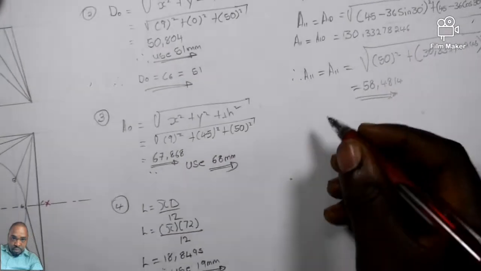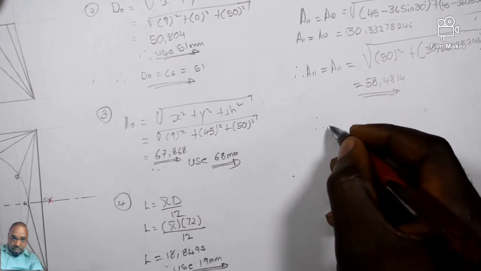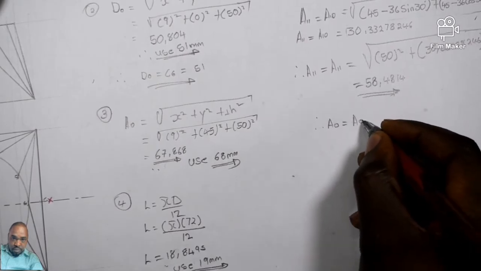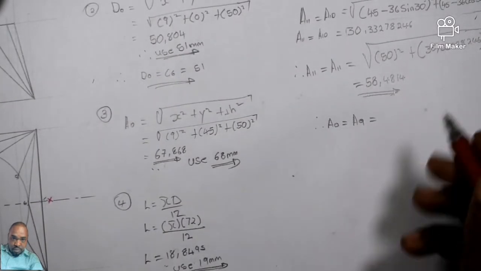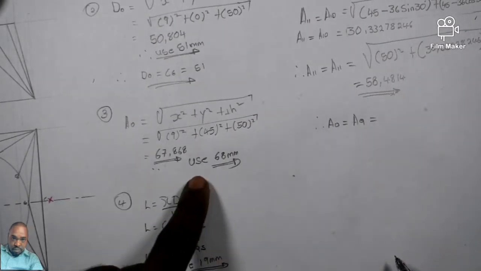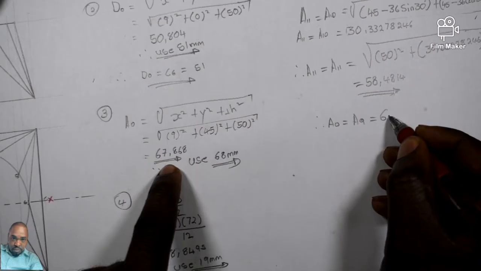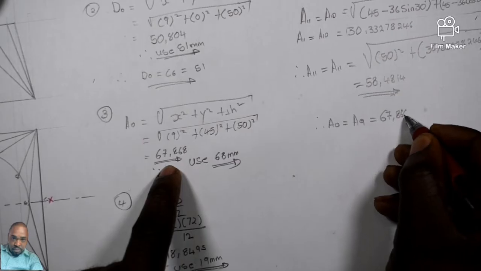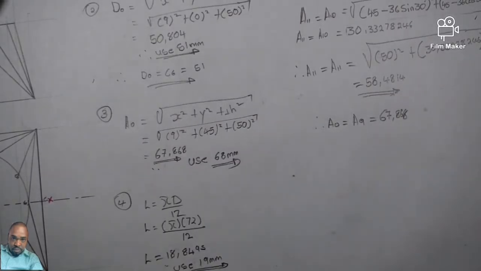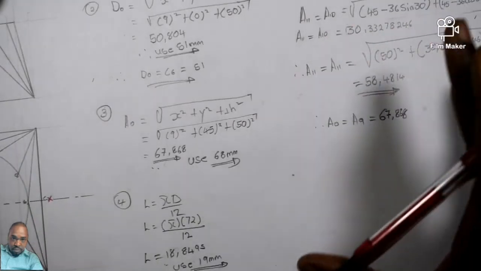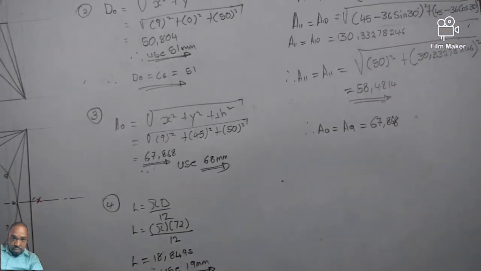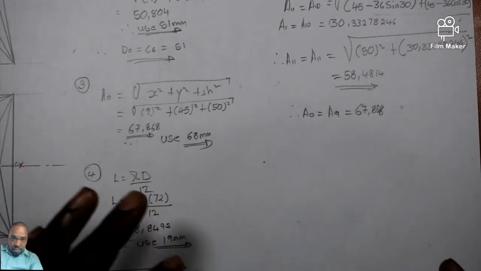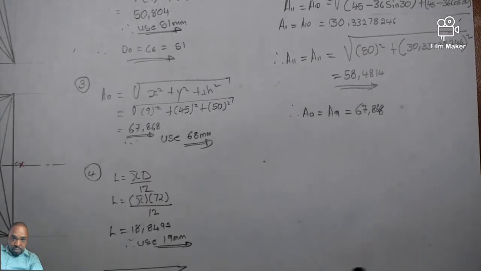now I must say therefore the distance of A0 is the same as A9, which is what? Which is A0, which is this 67.868. So we are done. Now let's take our information to the development. Now we are going to be developing them.